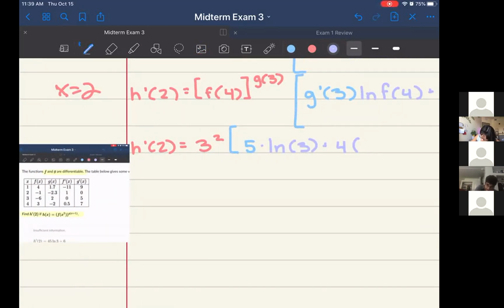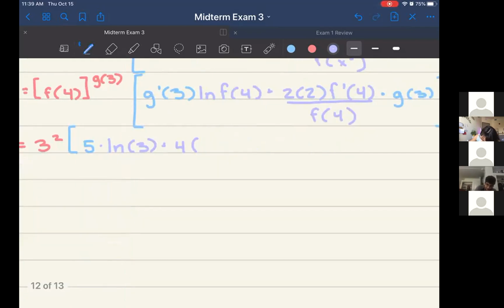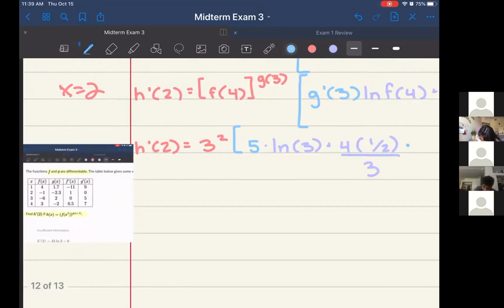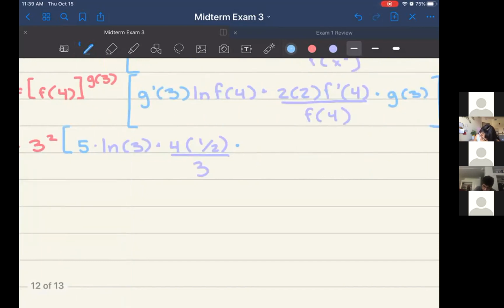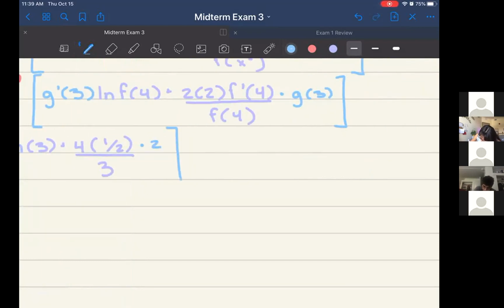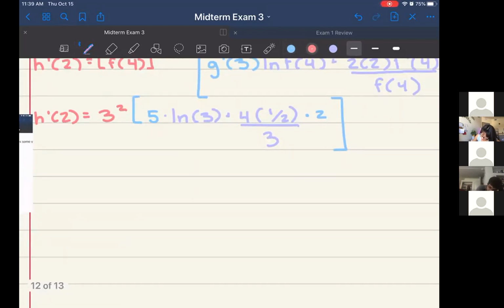f prime of 4 is going to be equal to 1/2 over f of 4, which equals 3, times g of 3. I forgot what that was. g of 3 equals 2, times 2. All right, and then you just reduce. So we've got 9 times 5 ln of 3. You can't really reduce that anymore. ln of 3 plus 4 times 1/2 is 2. And then we've got another 2. So 4. That's going to be 4 over 3.